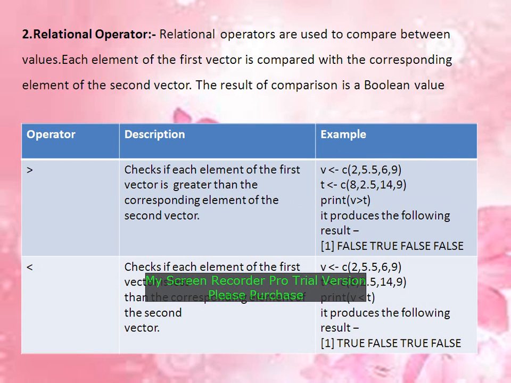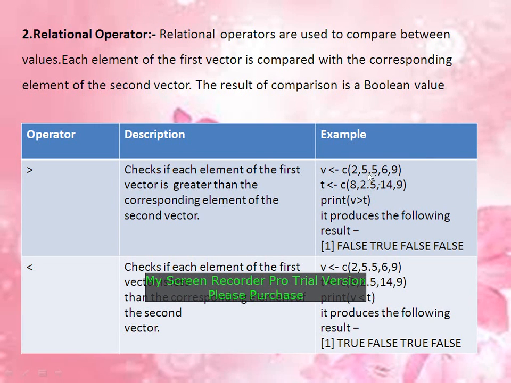Next, coming to the second category, relational operators. Relational operators are used to compare between values. Each element of the first vector is compared with the corresponding element of the second. But the result of comparison is always a Boolean value. So the first relational operator, greater than. This checks if each element of the first vector is greater than the corresponding element of the second vector and produces the Boolean result, either true or false. If that is greater than, then it can produce true. If that is less than, it can produce false.